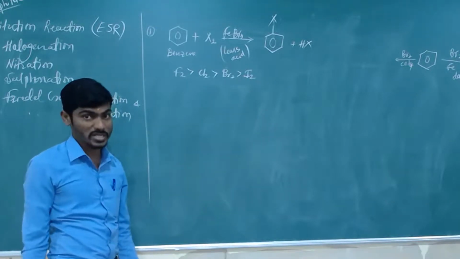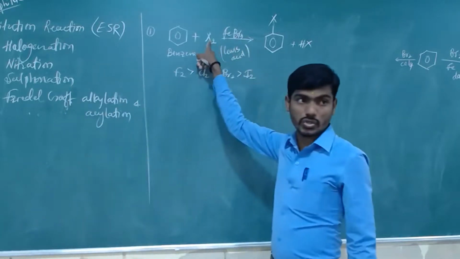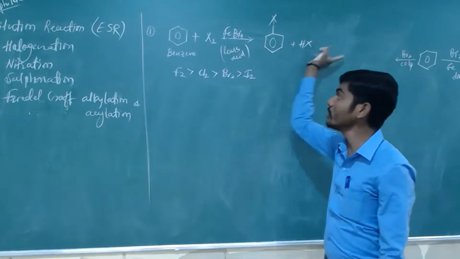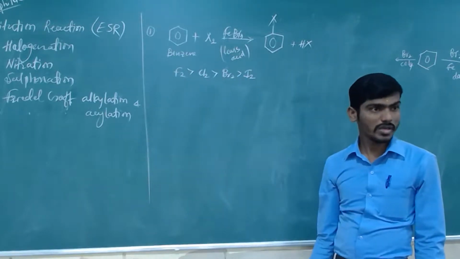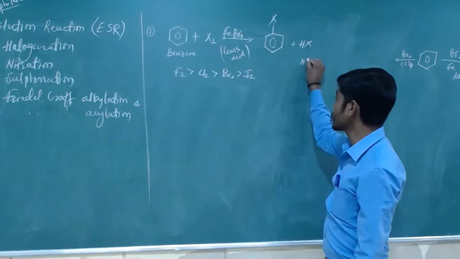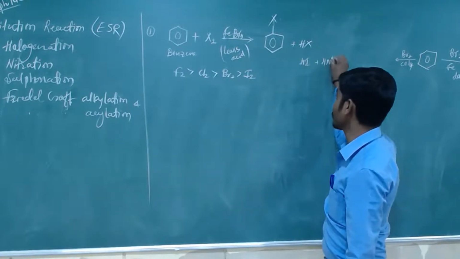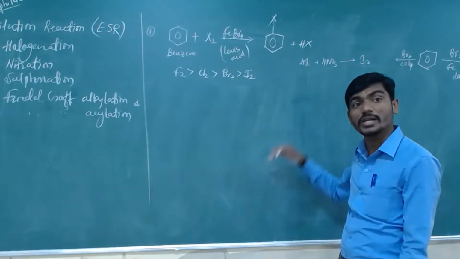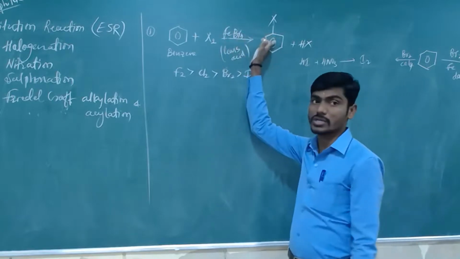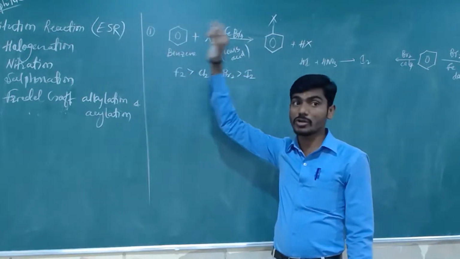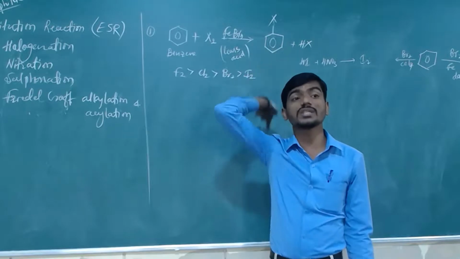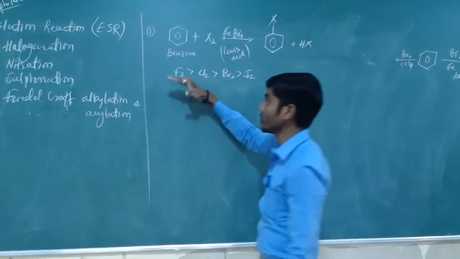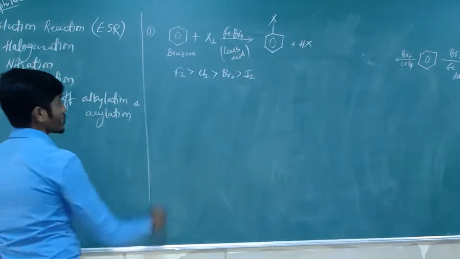The reason: if I2 is used, the byproduct is HI, a reducing agent which reverts the product back. So the produced HI, in the presence of HNO3, is oxidized to I2, so the product cannot be reverted back. Therefore iodination takes place in the presence of an oxidizing agent. This is the order of reactivity of halogens.